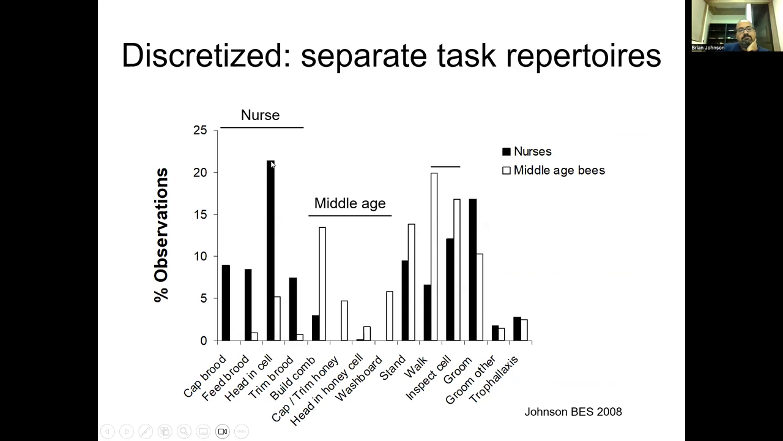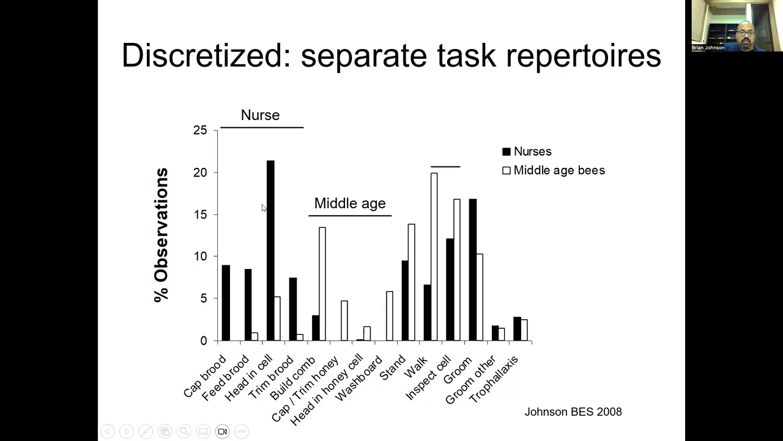But here's the data. As I said, there's tasks that are not caste related, like walking around, standing around, inspecting cells, grooming each other. And so these tasks don't show much of a caste signal, which wasn't expected. And then these other tasks are the ones that are nursing related and middle-aged bee related. So the open bars are the bees that I identified doing the nectar processing, and the dark bars are the bees that I identified nursing.